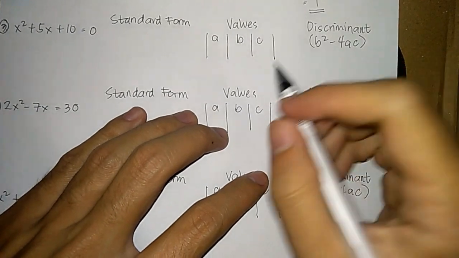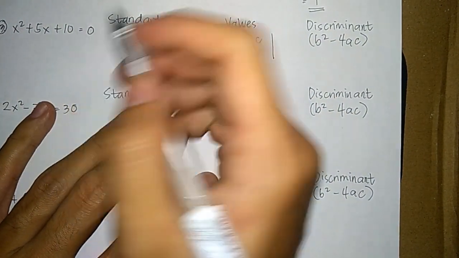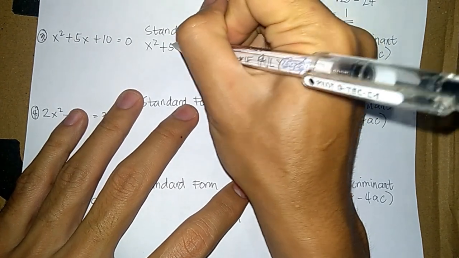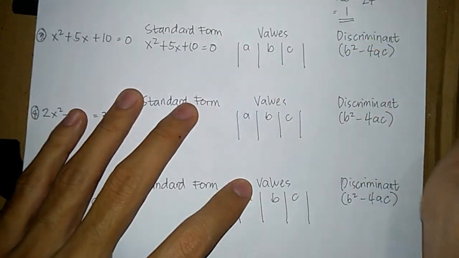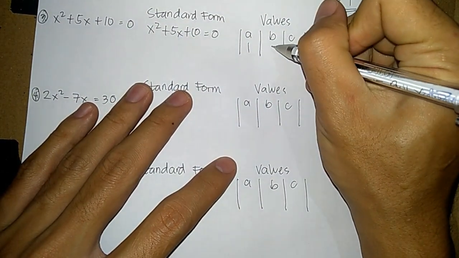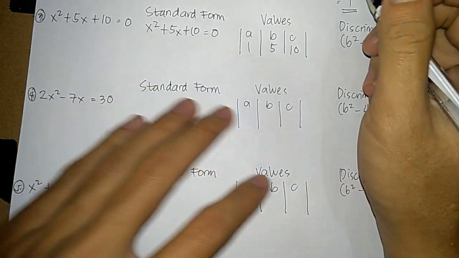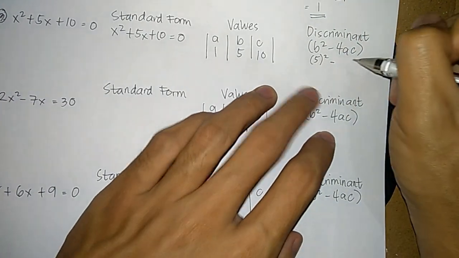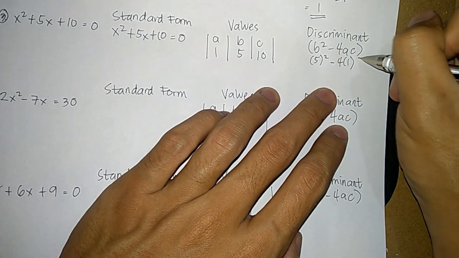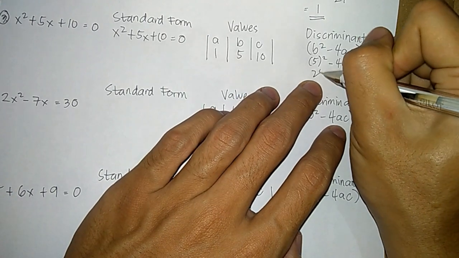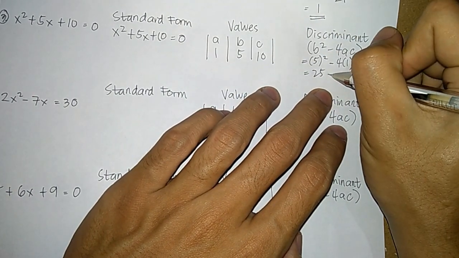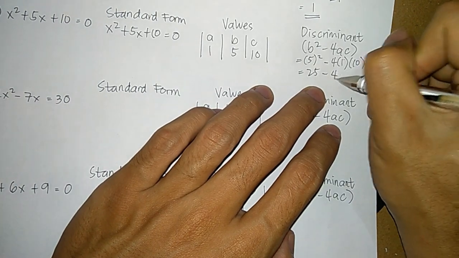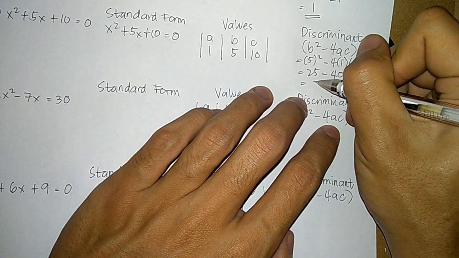Dito naman tayo sa kabilang question. x squared plus 5x plus 10. So, gawing standard form, always yung may squared yung una. And then, plus 5x plus 10 is equal to 0. And then, hanapin ang values: 1, and then 5, and then 10. So, hanapin natin discriminant, which is 5 squared minus 4, 1, and then 10. So, 5 times 5, 25. And then, 4 times 1 is 4. And then, 4 times 10 is equal to 40. So, yung sagot is negative 15.